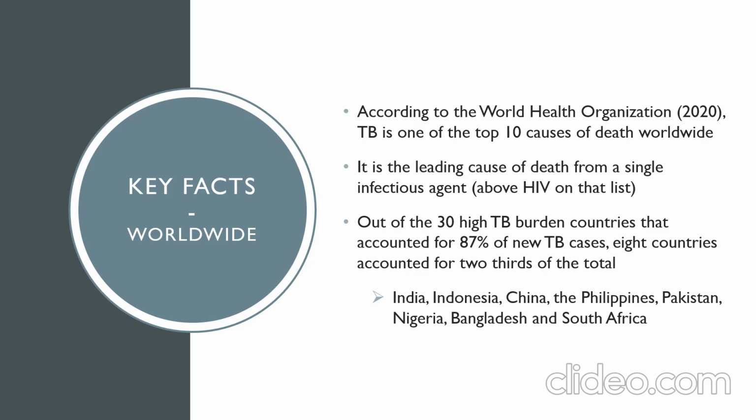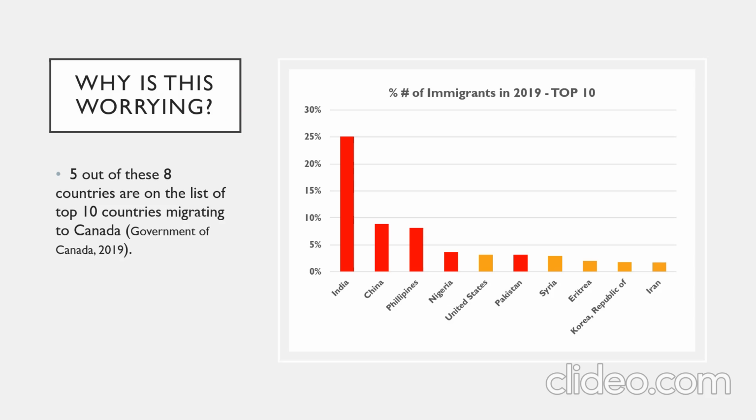Out of the 30 high TB burden countries that accounted for 87% of new TB cases, 8 countries accounted for 2/3 of the total, just 8 countries. And those 8 countries are India, Indonesia, China, the Philippines, Pakistan, Nigeria, where I come from, Bangladesh, and South Africa. Now, look at the next slide. 5 out of these 8 countries are on the list of top 10 countries migrating to Canada.